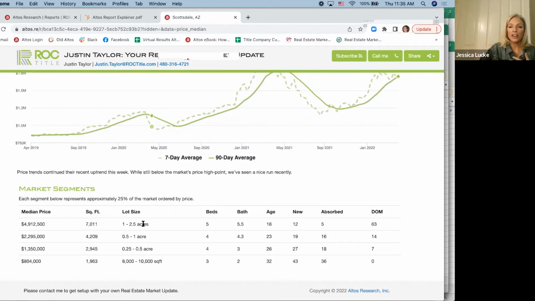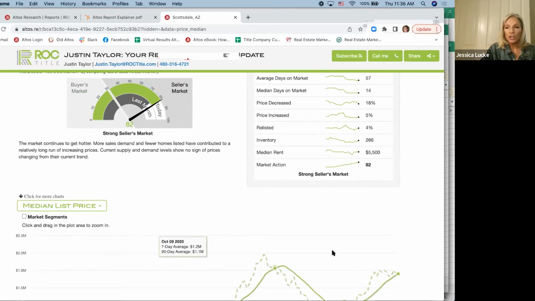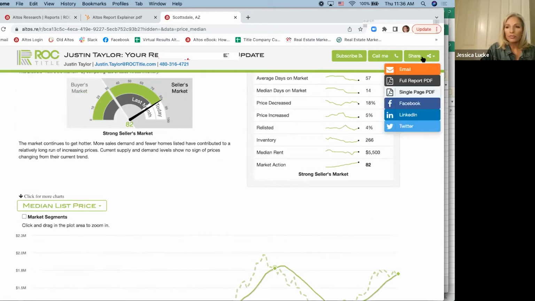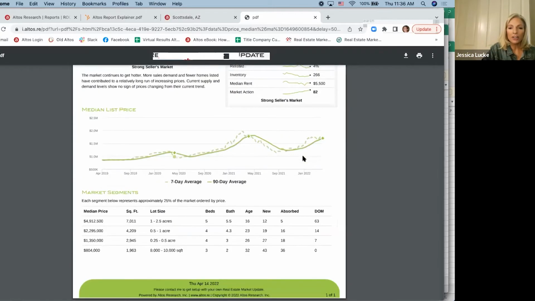So how do you do that? So how do you go about taking this offline? You're going to go up to share and you're going to select single page PDF. This is your printable report. Attach your business card up here. You've got this nice printout, and again, take your highlighter, highlight, okay?